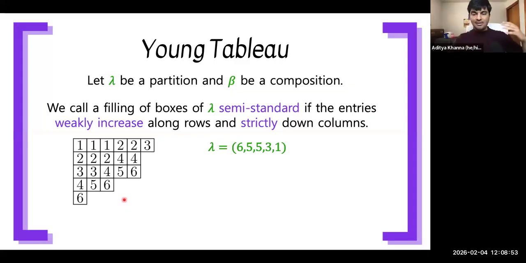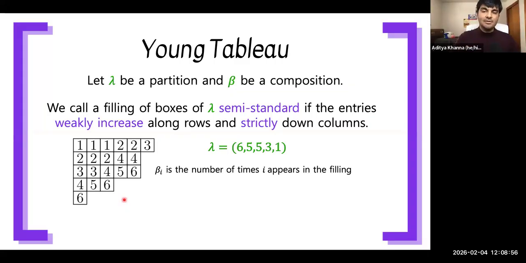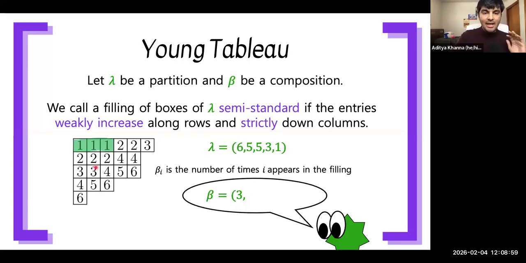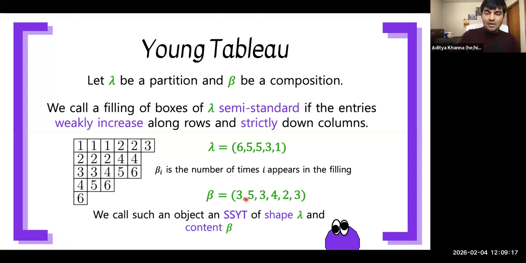Right, so we have seen what we are filling. Now let's see how we are filling it. We will record that using a composition. So I'll see first how many ones appear. There are 3 ones appearing, so I'll put a 3. Then there are 5 twos appearing, so I'll put a 5. There are 3 threes, 4 fours, 2 fives, and 3 sixes. And now this is telling me how to fill this shape. So we'll call this a semi-standard Young tableau, shortened to SSYT throughout this talk. The shape is lambda. What are we filling? Content is beta, and content will be a composition. So the content tells you how to fill something.